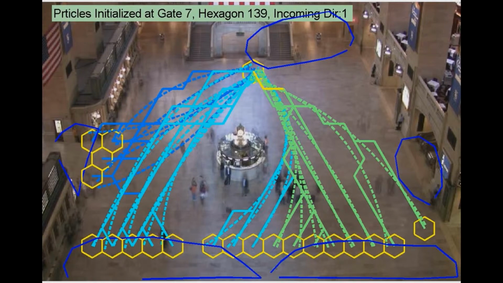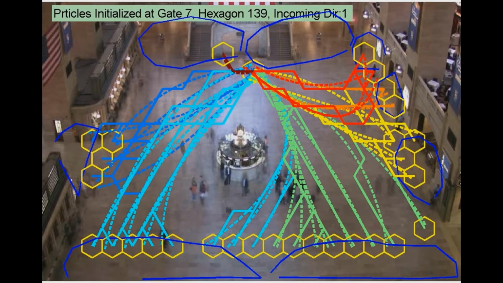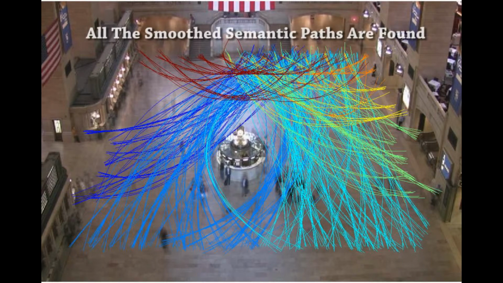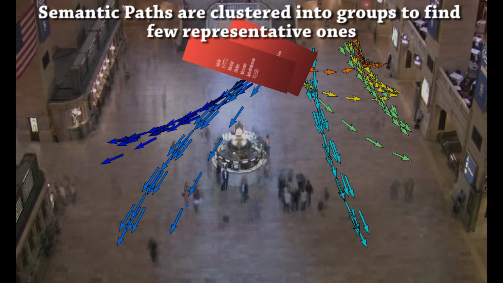The meta-tracking will stop whenever the particles reach one of the gates or take a sharp turn. Each semantic path is later smoothed using a polynomial regression mixture. Once all of the smooth semantic paths are found, we group the paths between each pair of gates and merge them to find a few representative paths. Here we show the semantic paths obtained for the different gates.